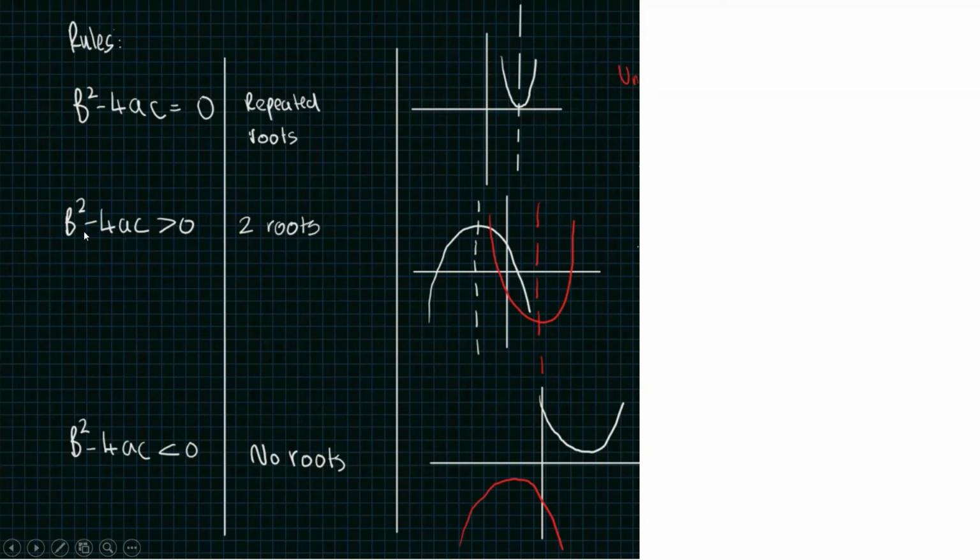Then we have b squared minus 4ac more than 0, which means there are two roots. It can be either this white graph or this red graph. It will always cut the x-axis at two points, over here and over here. Then we have b squared minus 4ac less than 0. That means there are no roots. It will lie above or below the x-axis as such. It doesn't touch the x-axis at all.